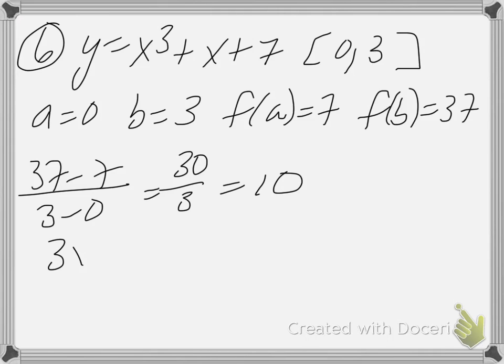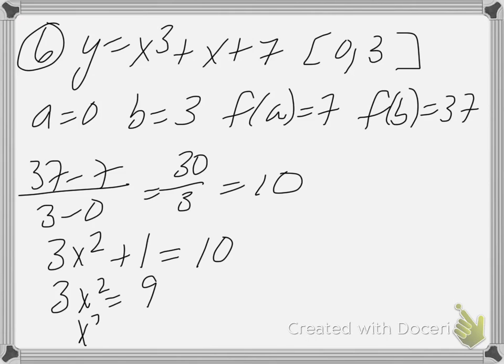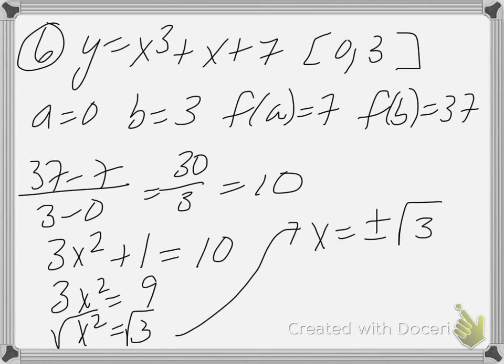So you're going to take the derivative and set that equal to 10. Subtract 1, divide by 3, and then you're going to take the square root of both sides, and you're going to get that x equals plus or minus radical 3. Except that the interval is from 0 to 3, so you're going to exclude the negative number. Take that out.